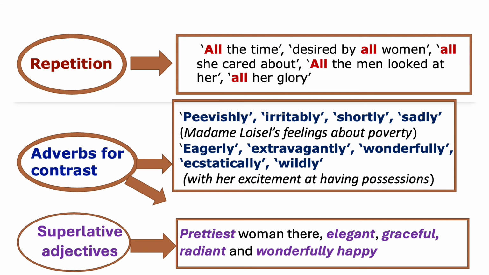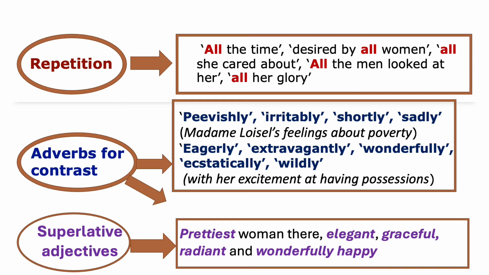The word "all" is repeated to heighten her attraction at the party. "All the time desired by all women, all she cared about, all the men looked at her, all her glory." Some adverbs and superlative adjectives are used for contrast. The adverbs peevishly, irritably, shortly, and sadly are used to show the extremity of her feeling about her poverty.